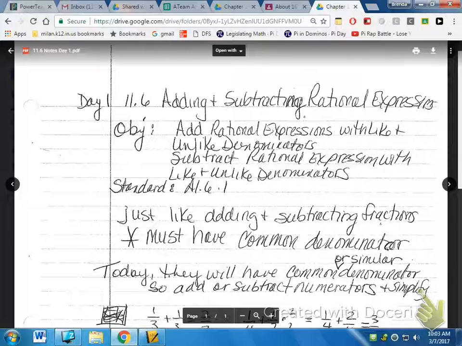So just like adding and subtracting fractions, you must have a common denominator when you are adding and subtracting rational expressions. Today, they will have a common or similar denominator. So you're basically going to just get by with adding and subtracting numerators and then simplifying the expressions is what we're going to do today. Tomorrow we'll have to do a little more work.